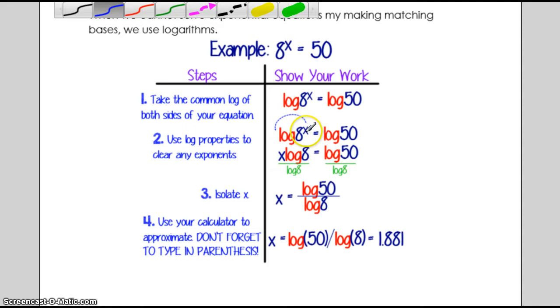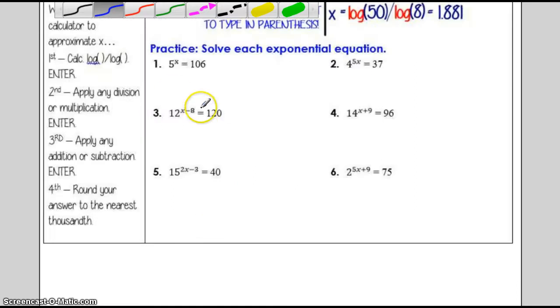Then we're going to get our exponent out to the front, expanding that just a little bit. Then we're going to get our x alone by dividing both sides by log 8, and then we just type this into our calculator and we get our answer. So not too bad, but there is a little bit of thought involved there. So let's go ahead and look at this first one.